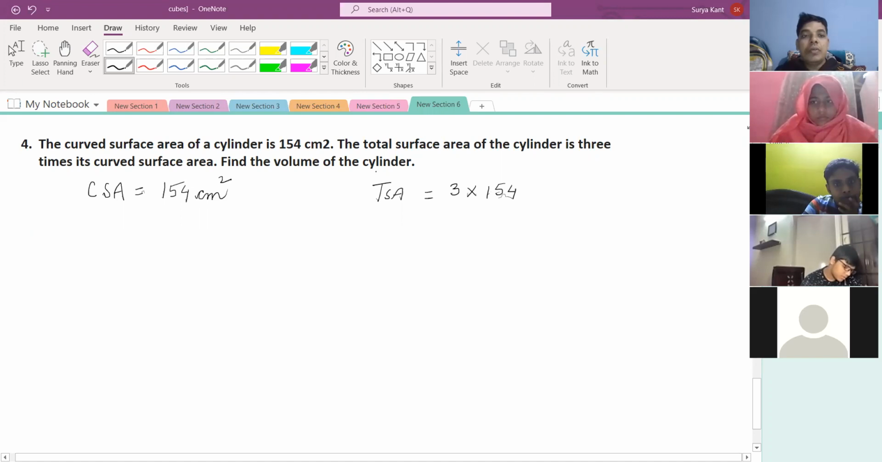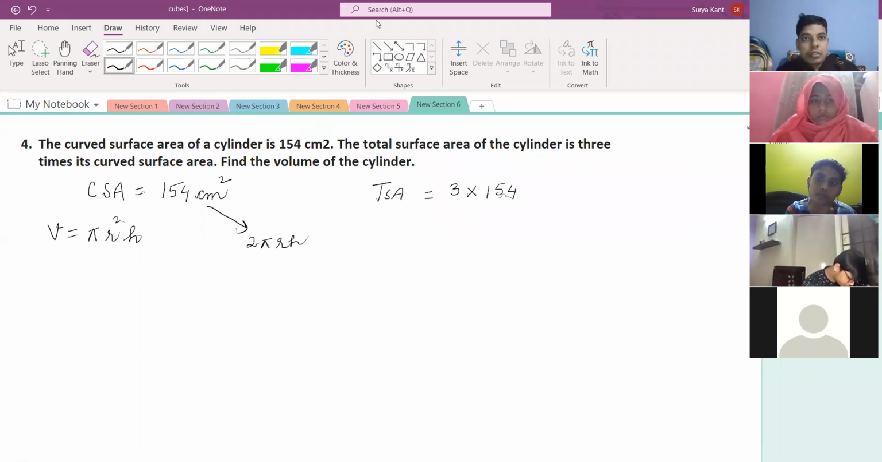Then you have to find the volume of the cylinder. How to find the volume of the cylinder? Volume is pi r square h. So from this, what can we get? From CSA, what will we get here? You can get r. 2 pi r h. Sir, but how is that? How?